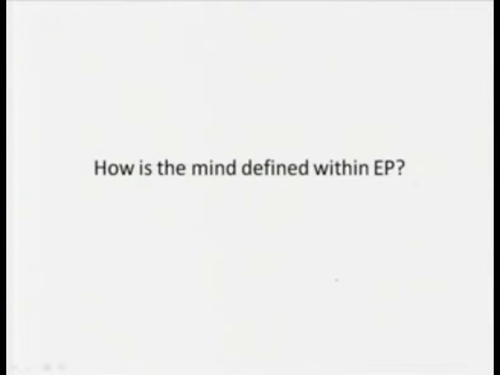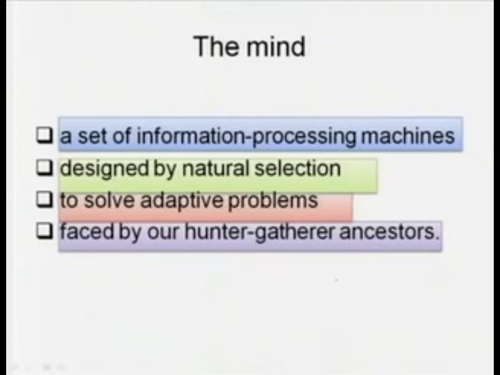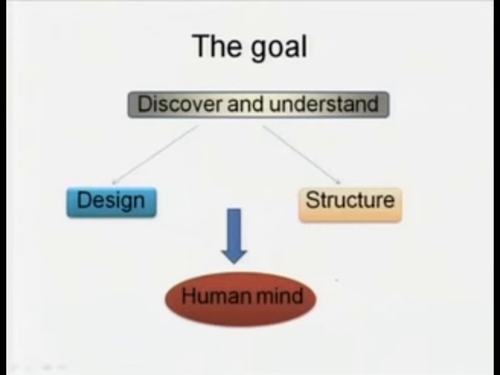Then, how is the mind defined within evolutionary psychology? The mind is defined as a set of information processing machines that have been designed by natural selection to solve adaptive problems faced by our hunter-gatherer ancestors. What is the goal of evolutionary psychology? The goal is to discover and understand the human mind, especially the design and the structure of the human mind. How? Not by an appeal to some supernatural agent or aliens, but by an appeal to a process of evolution, a process of changes driven by a principle called natural selection.